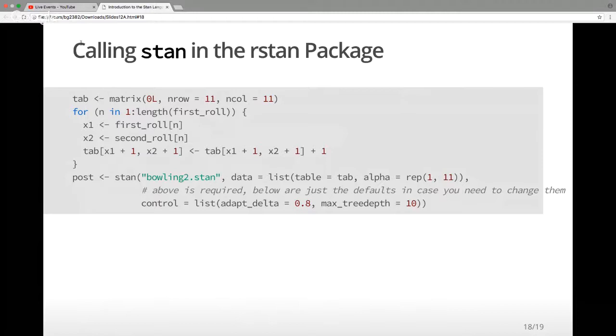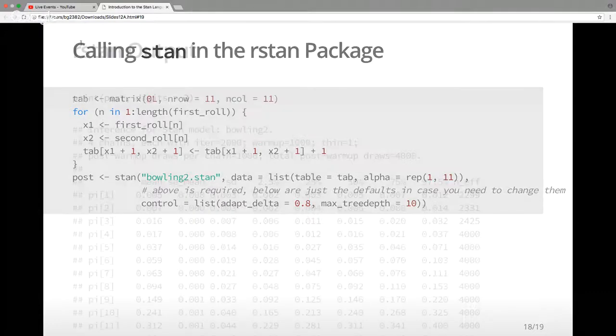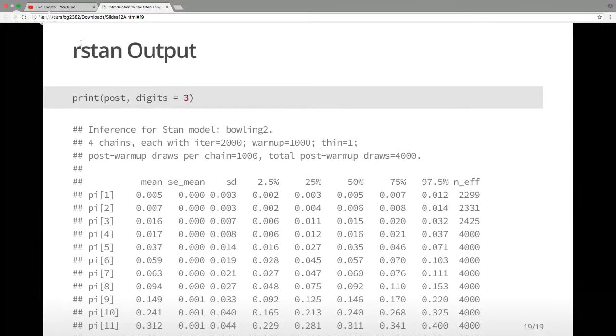The default arguments for adapt delta are 0.8 and 10 for max tree depth. You don't need to change those in this case, but in some situations you will if you get a warning message back. That will take a second to compile, or more than a second, more like 30 seconds, like it does with brms, because it has to translate that to C++, then compile it. The sampling really only takes a few seconds once that happens, and then you can print the output, specify the number of digits you want, etc., and you get all this stuff here.